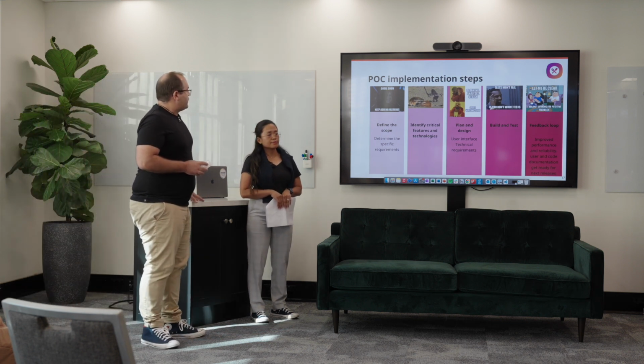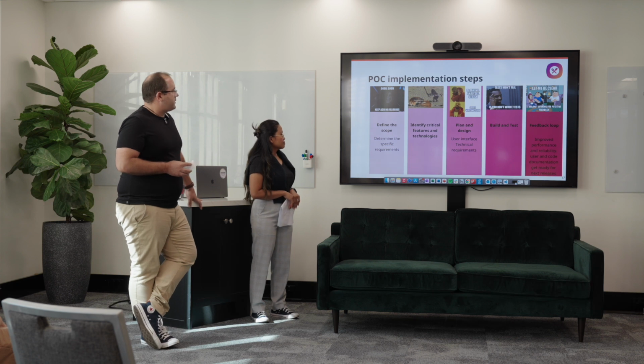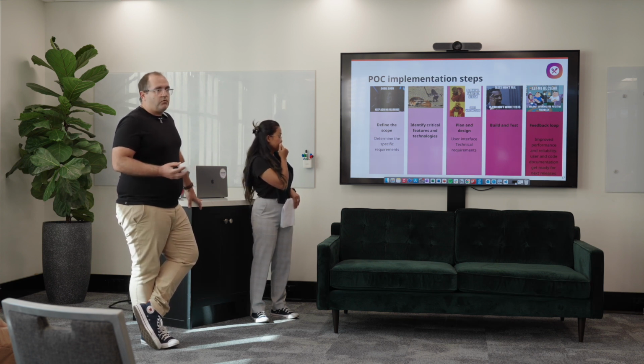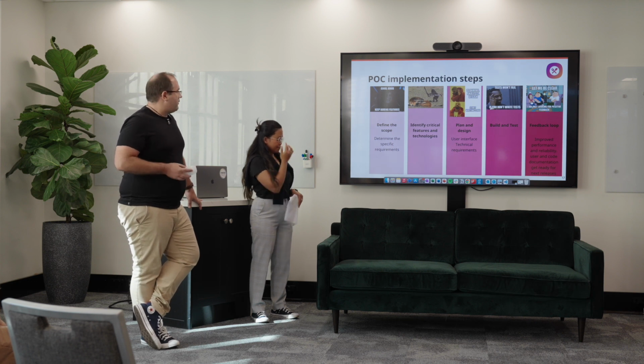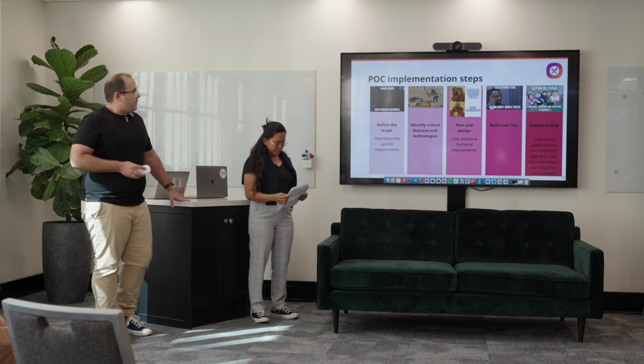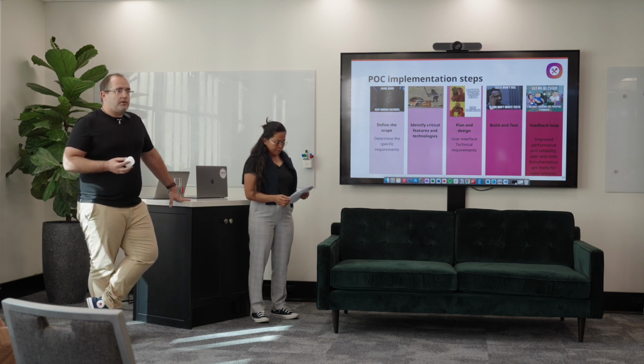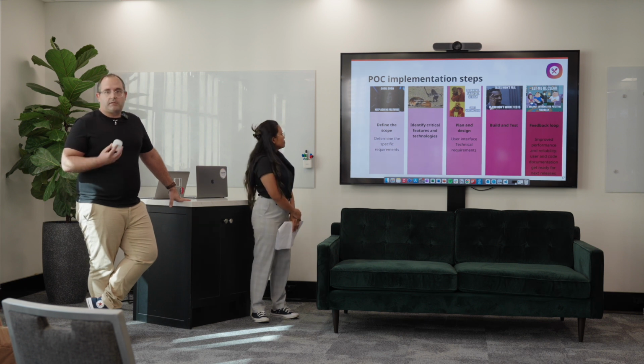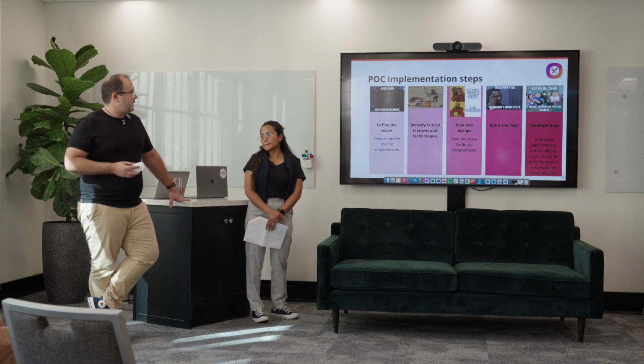So for the proof of concept, the implementation steps are quite standard. Definition of the scope. We explained a little bit earlier what the various features were that we wanted to have in the application. Planning and designing, just to make sure that we have an idea of what we want as a target application and user interface.